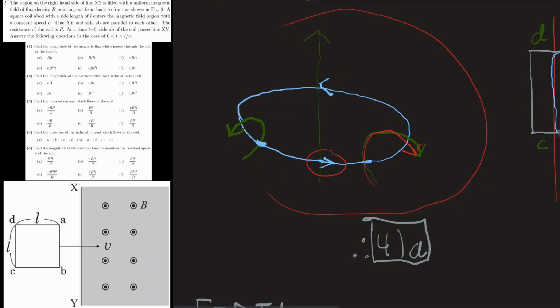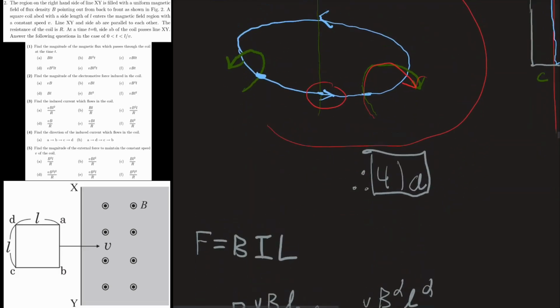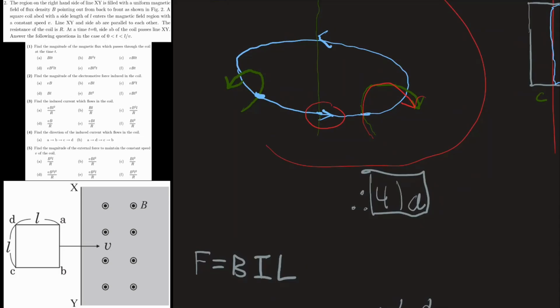Finally is part 5, which says, find the magnitude of the external force to maintain the constant speed v of the coil. For this, you need to know that F is equal to BIL, which is the magnetic force on a current carrying wire inside a magnetic field. This can be derived, and perhaps your textbook will show you how, but as far as I know, it's not actually important to know how it is derived, and the physics behind it is beyond the high school level.